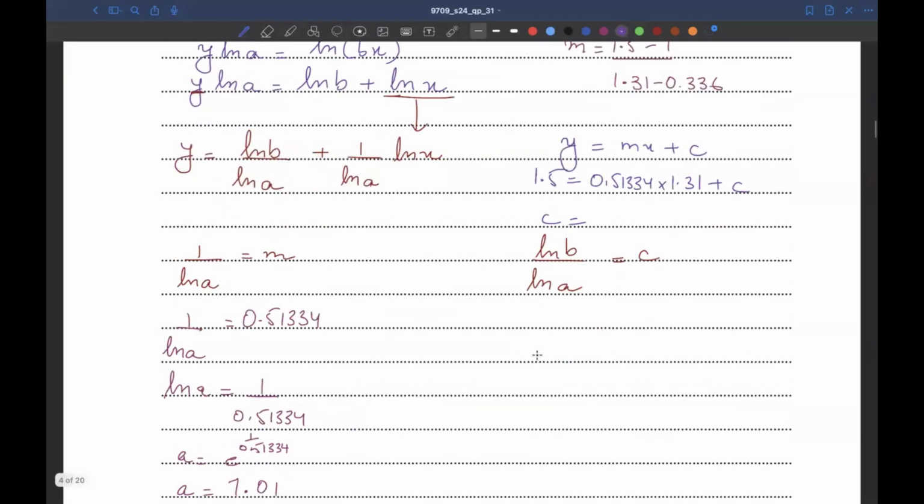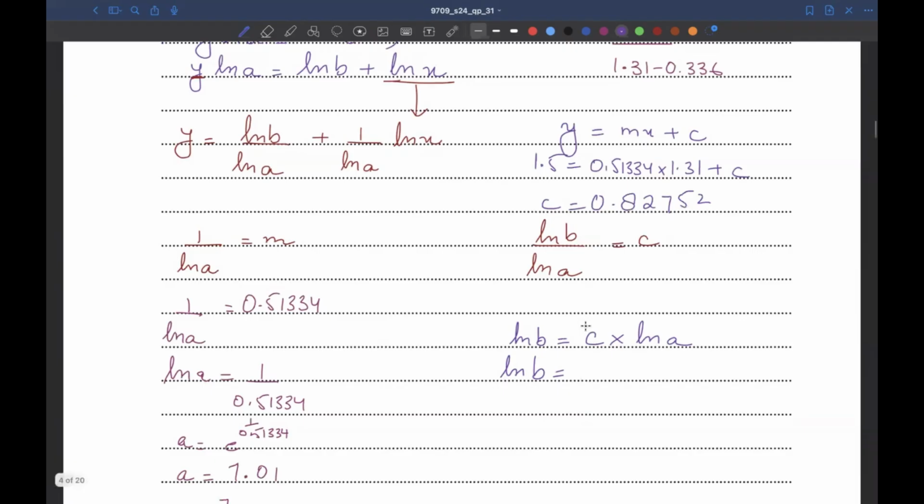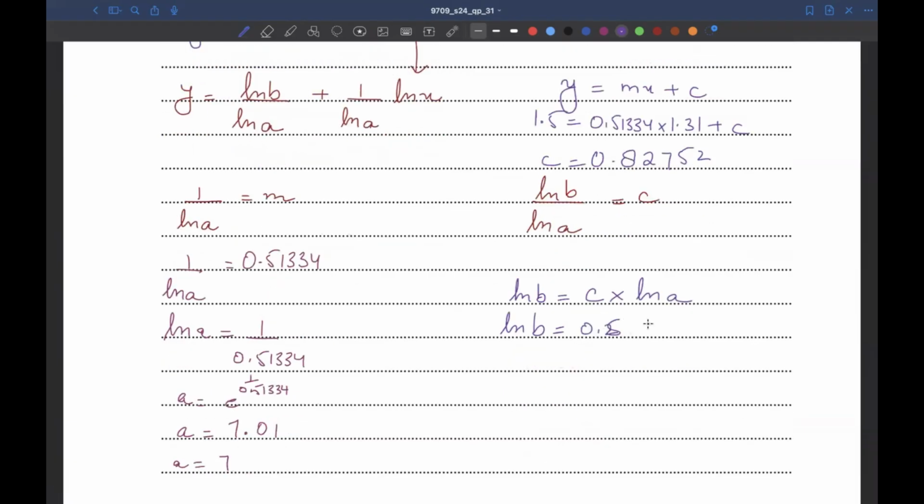So we'll get ln of B is equal to C times ln of A. So ln of B will become 0.82752 times ln of 7. So this will become times by ln of 7. That is 1.61. So ln of B is equal to 1.61. So B will be equal to e to the power of 1.61. So e to the power of this answer gives us 5.00. So the value of B will be equal to 5.